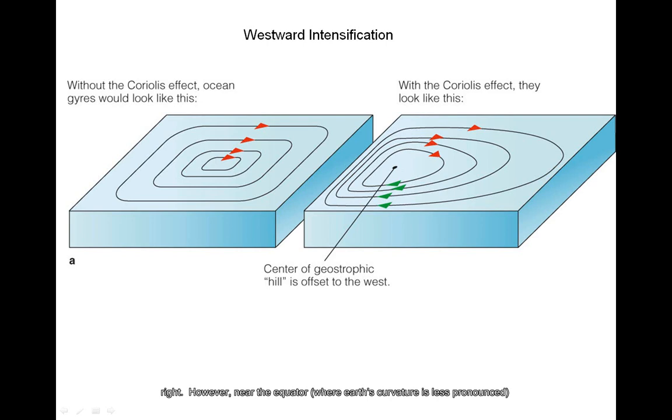However, near the equator, where Earth's curvature is less pronounced, the Coriolis effect is weaker, and water traveling from the east to the west in the tropics will not be deflected very much to the right at all. Okay? It will not make its right-hand turn until it runs into the Asian landmass. So the eastern side of the geostrophic gyre turns out to be quite large, while the western side is much smaller.